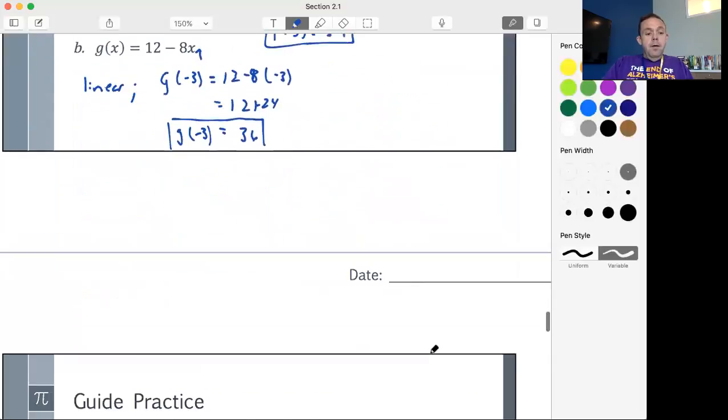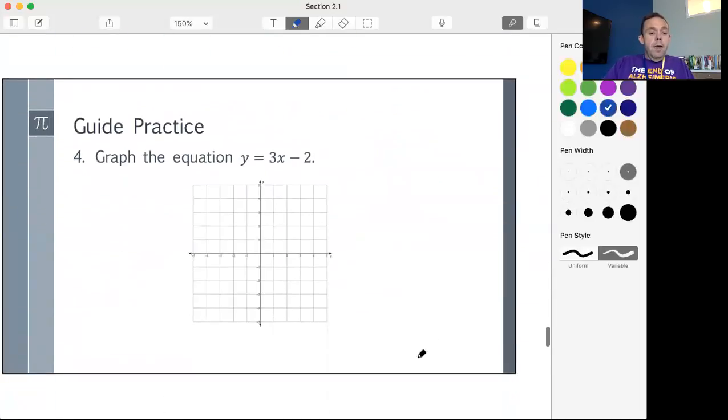Okay, so for guided practice, why don't you try to graph the equation y equals 3x minus 2. All right, let's check our answers. So we have x, y. I'm going to plug in -2, -1, 0, 1, and 2.